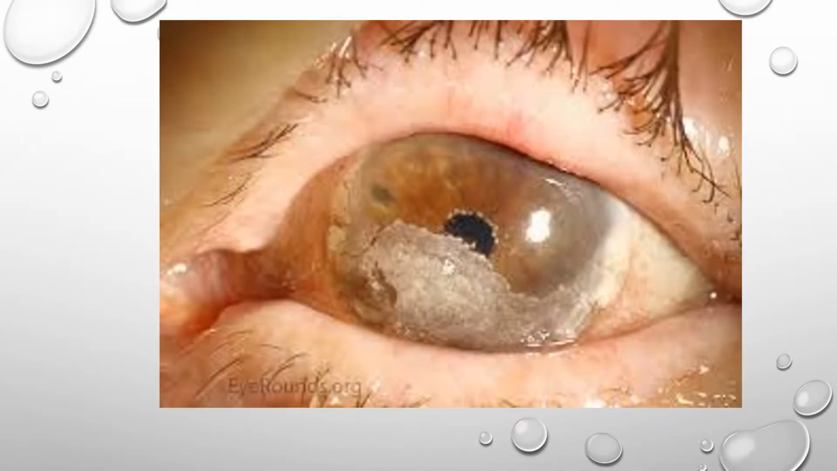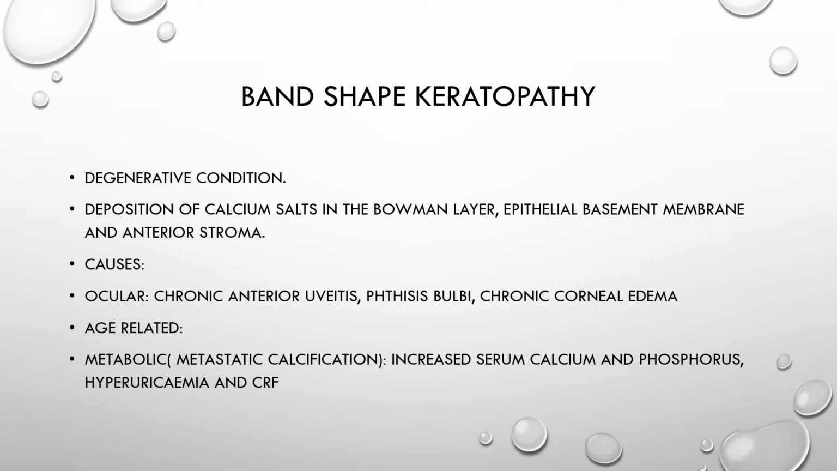This is another picture of band-shaped keratopathy showing a large amount of calcium deposition in the cornea in the interpalpebral area. So you can find any of these types of pictures in the examination or in your clinical posting. This is a spot diagnosis of band-shaped keratopathy.